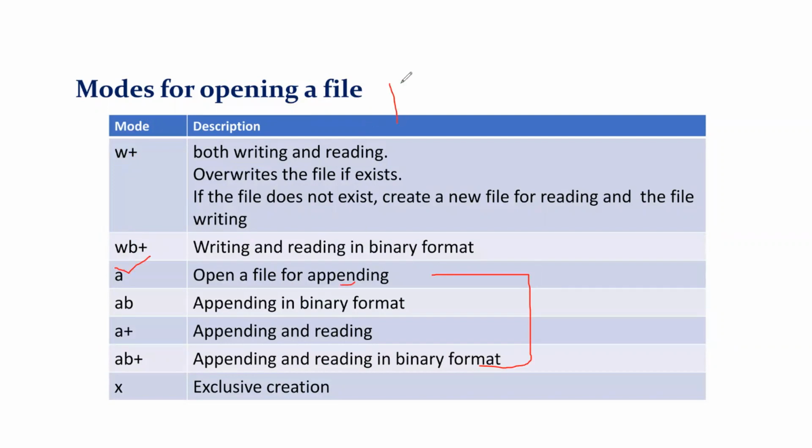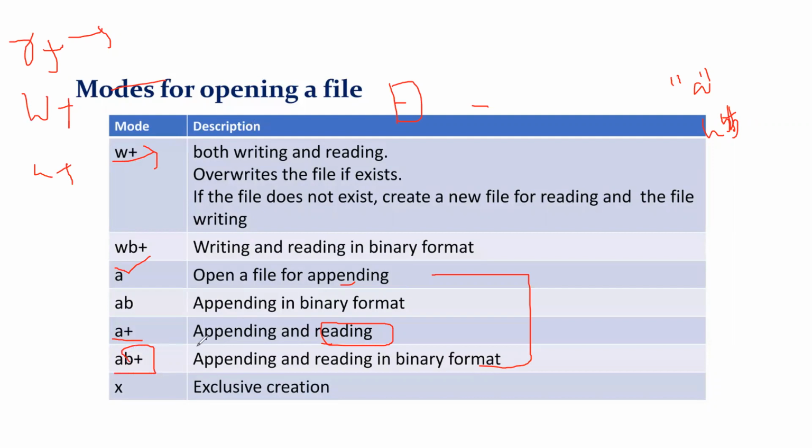for appending. Already some data is there. If I want to add more to that, I'm going to use A. If it is not a text file but binary format, then I can use AB. A plus means appending and reading. Remember, R plus means reading and writing. W plus means writing and reading. A plus means appending and reading. AB plus: A means appending, plus means reading, and B means binary files. AB is only appending binary; AB plus is appending as well as reading for binary files.